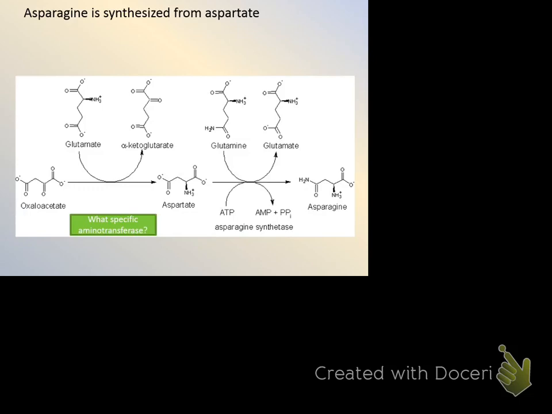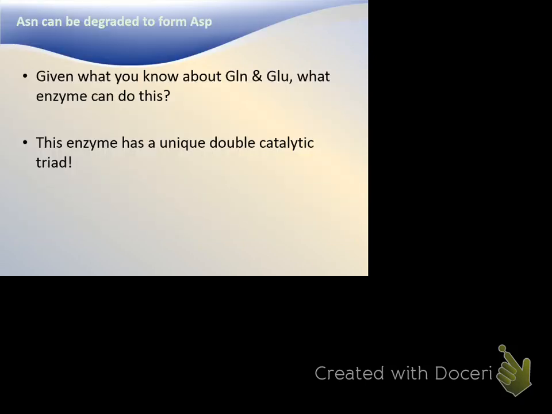So as long as you know the classes of enzymes, 99% of the time, well, maybe not quite that high, because there are some odd ones like glutaminase and enolase, but more than 90% of the time you'd be able to get it correctly. Okay, so now asparagine can also be degraded to form aspartate. Given what you know about glutamine becoming glutamate, because we already did that in a previous chapter, because it had to do with getting rid of nitrogens, what enzyme do you suppose can do this?